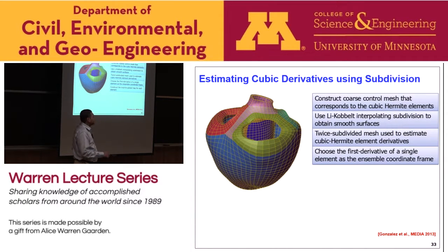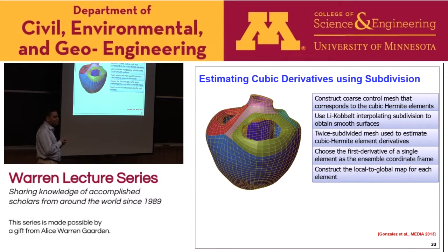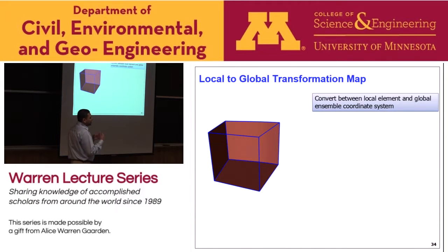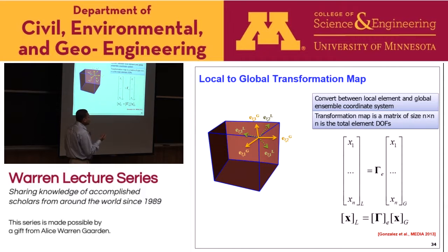We then use what is called a local to global mapping, which basically maps the local element coordinate system to the global ensemble coordinate system. So this mapping is essentially a coordinate transformation map. If you have a local coordinate system and then a global coordinate system, we can combine the transformation for not only the first derivatives but also the second and third derivatives.